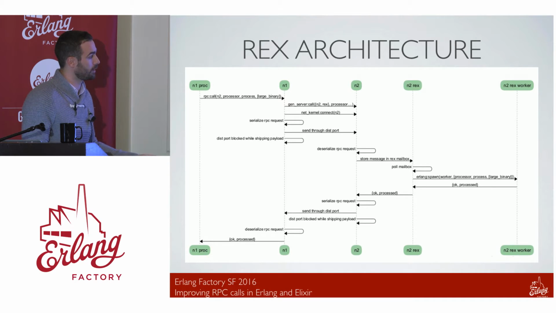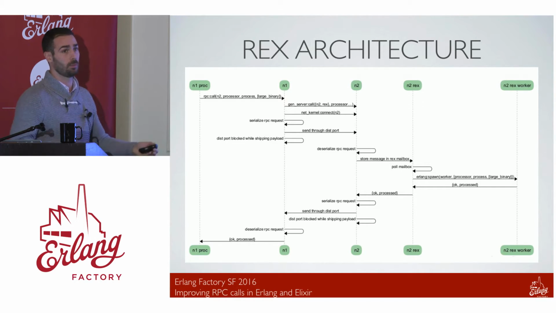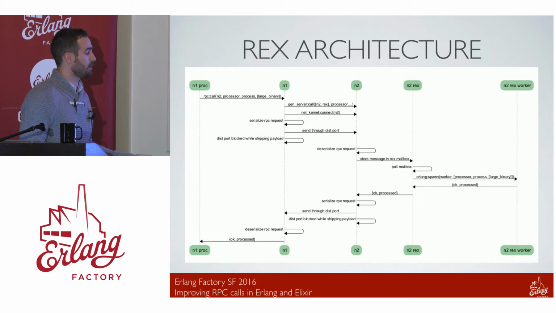Same thing happened here. The port is blocked while the data is transmitting back. Usually, the way back is not that big because you don't return huge binaries. You might return huge binaries, and you're going to face the same problem there. The data goes back to node 1, the response is deserialized, and the process that was calling the function gets the result.